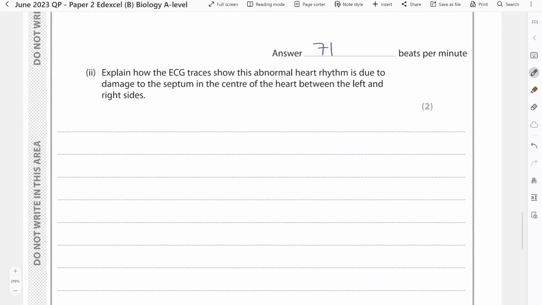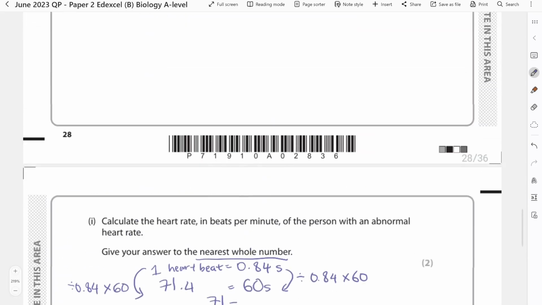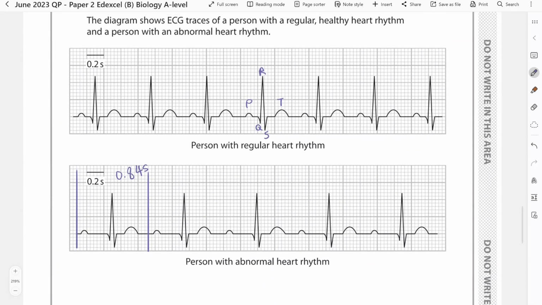Part 2, explain how the ECG traces show this abnormal heart rhythm is due to the damage to the septum in the center of the heart between the left and the right sides. So the septum again separates the two sides. All right, so let's scroll back up so we can see.